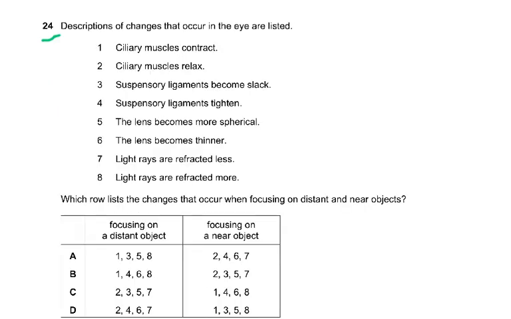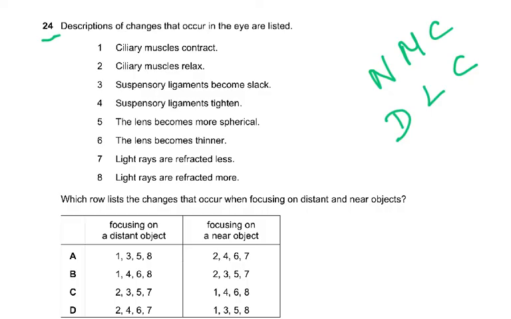Question number 24. Descriptions of changes that occur in the eye are listed. Ciliary muscles contract, ciliary muscles relax, suspensory ligaments slacken, suspensory ligaments tighten, lens more spherical, lens thinner, light rays refracted less, light rays refracted more. Which row lists the changes that occur when focusing on a distant and a near object? Now, if you look at the mnemonic that I use, near, NMC, near more convex, distant less convex.